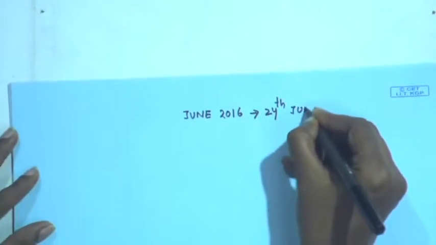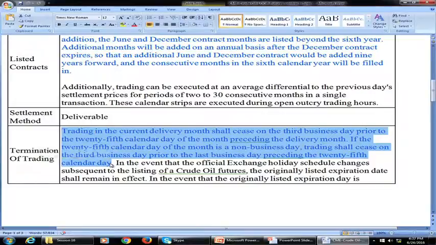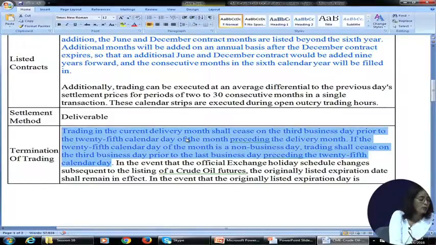Going by that, let's understand how exactly. We are currently in June 2016. To be precise, today is 24th June 2016. Before I go into this, I want you to focus a little on this particular detail, the termination of trading. Trading in the current delivery month shall cease on the 3rd business day prior to the 25th calendar day of the month preceding the delivery month. Let me repeat, trading in the current delivery month shall cease on the 3rd business day prior to the 25th calendar day of the month preceding the delivery month.